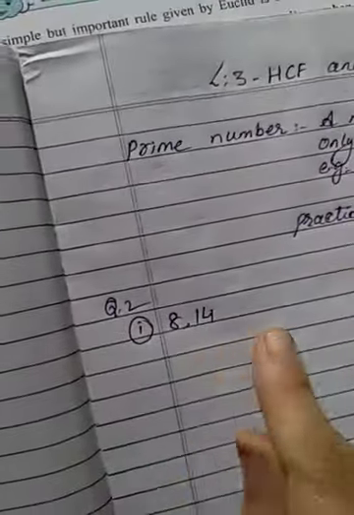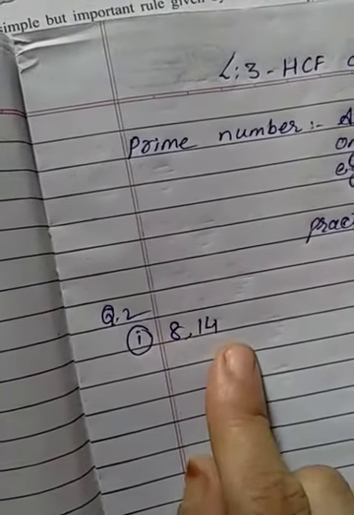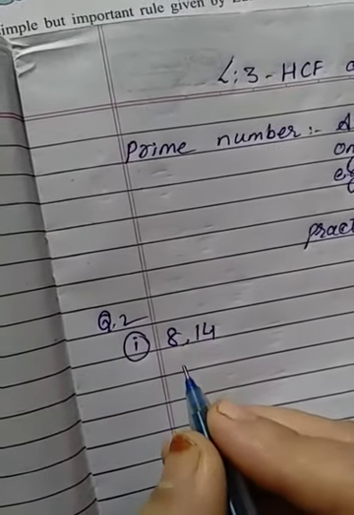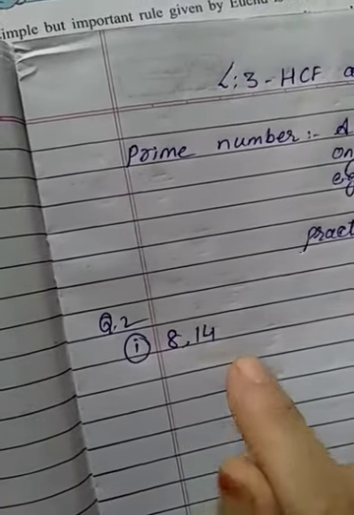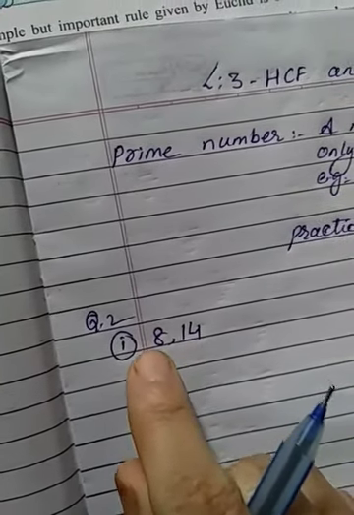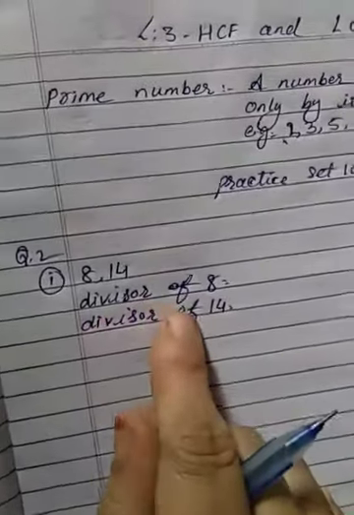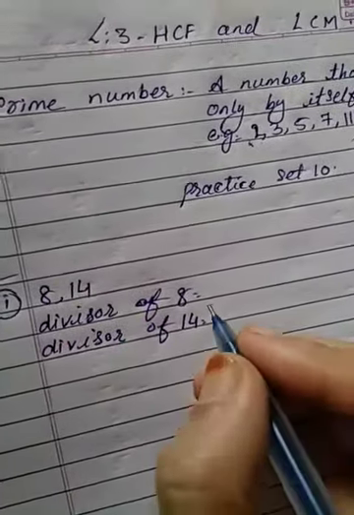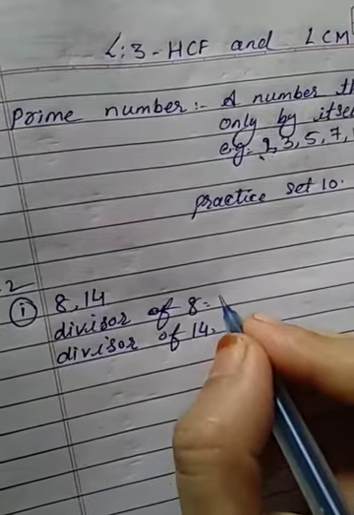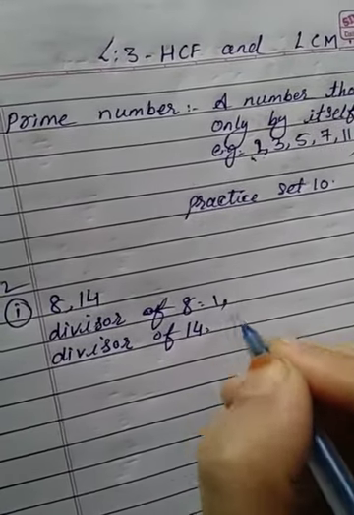So here we will write question number 2. The first one given is 8 and 14. First we will see the divisors of 8, then we will see the divisors of 14. What are the divisors of 8? 1.